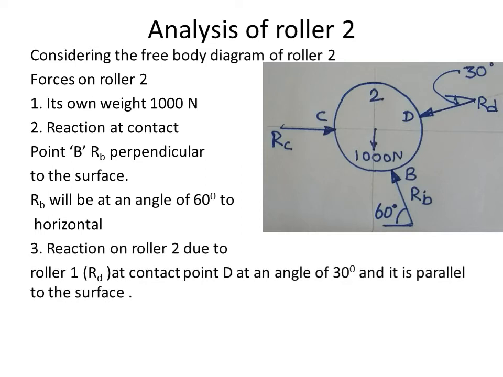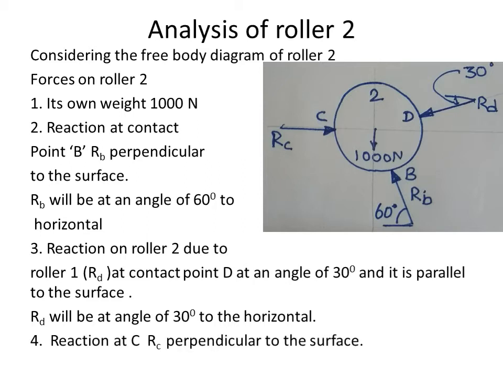Reaction on roller 2 due to roller 1, that is RD, at contact point D at an angle of 30 degrees, and it is parallel to the surface. RD will be at an angle of 30 degrees to the horizontal. Reaction at C, RC, perpendicular to the surface.